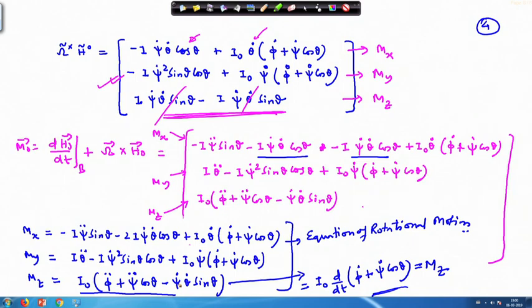Okay, so these are the three equations, and using these three equations you can advantageously solve many problems wherever the situation is just like the top we were discussing. In that case there is no external frame involved. So, here we have made the external frame moment of inertia 0. So, this becomes equivalent to a top, okay, and we can work out that problem now.